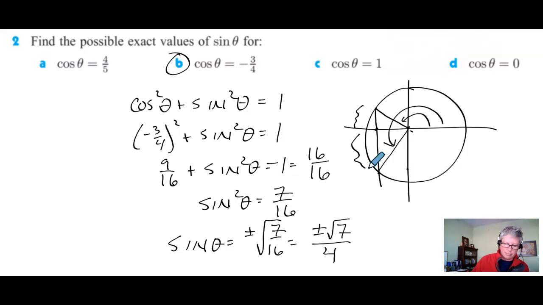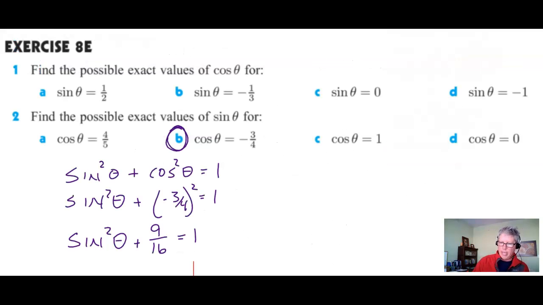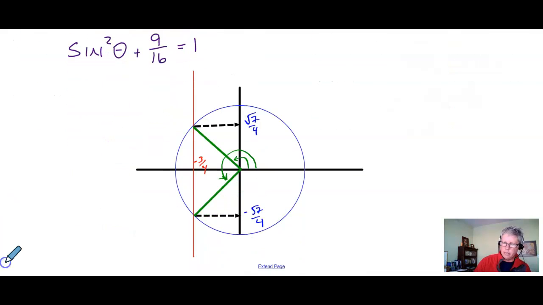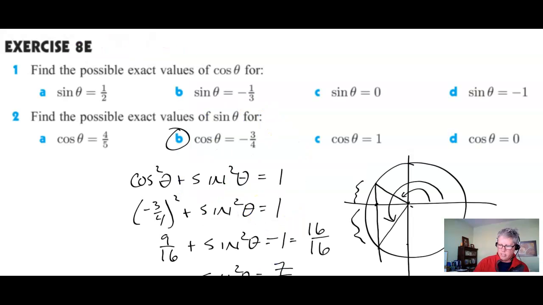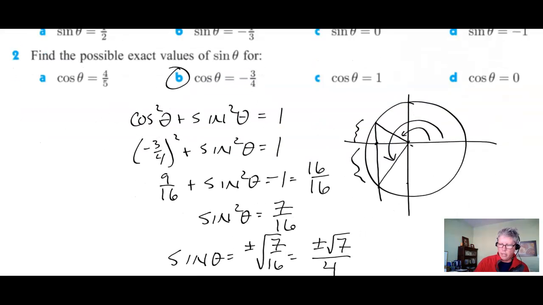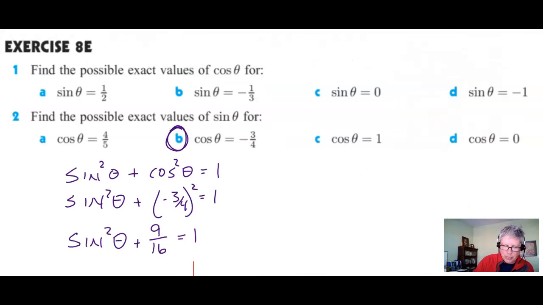All right. And I did that for you. I just wanted to kind of do it live. There's a better picture, right? So we know this length here is -3/4. That's the x coordinate at that point and that point. So you have to figure out the y coordinates. And when we did that, we got square root of 7 over 4, negative square root of 7 over 4. Did I say that right? Yeah, I did. All right.